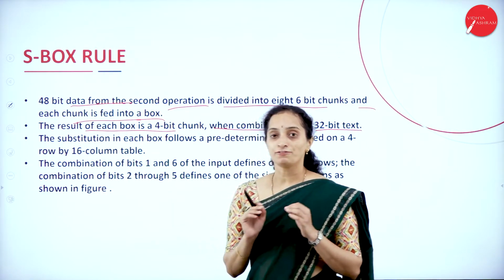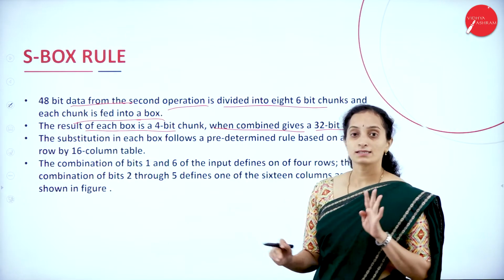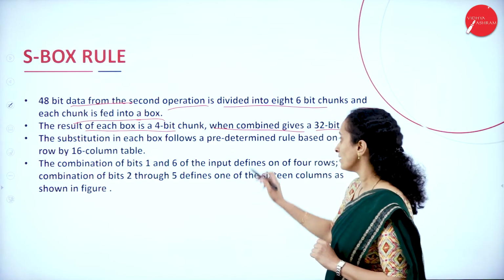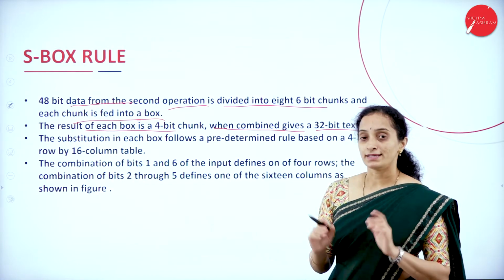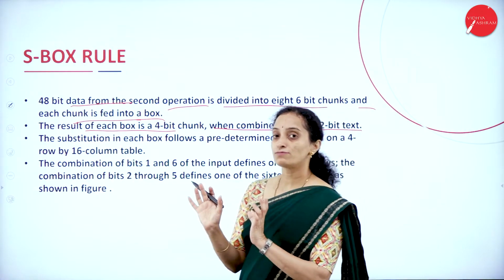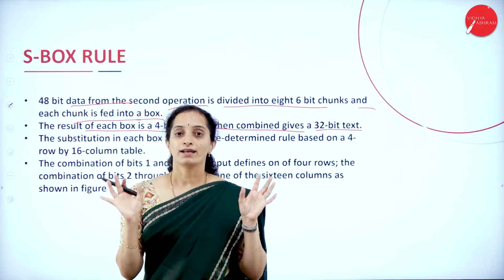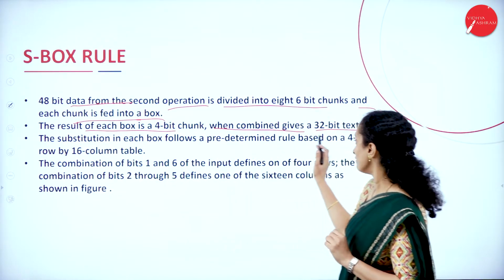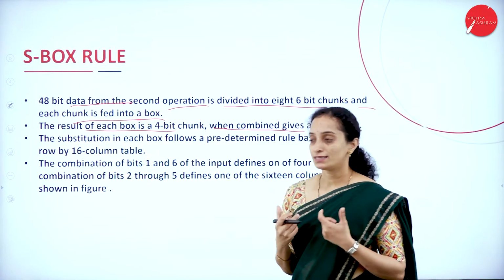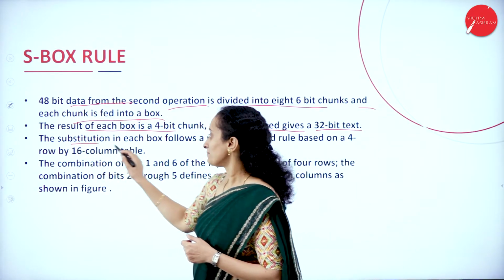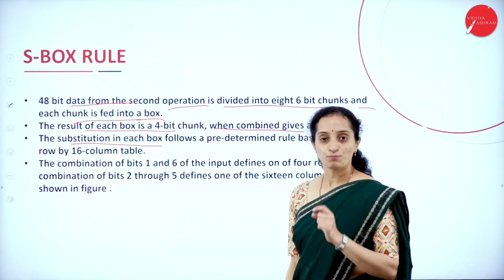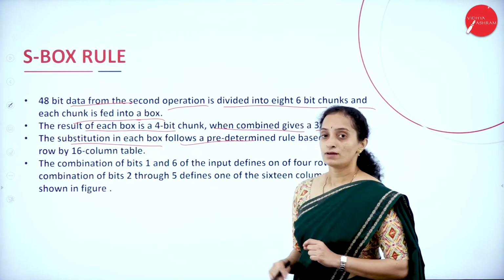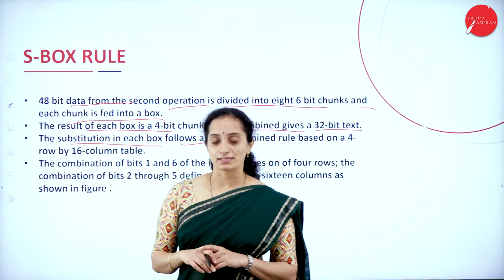Okay. The result of each box is a 4-bit chunk or 4-bit block. When combined, each of the 8 boxes will produce 4 bits. When these eight 4-bit outputs are combined, they give a 32-bit text. The substitution in each block or in each box has a predetermined rule.